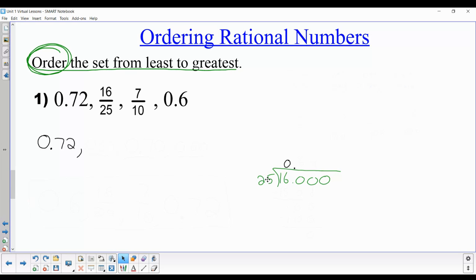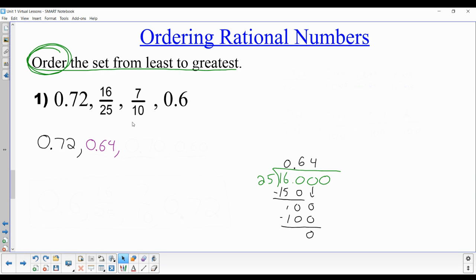I could do 25 into 16. 25 goes into 16 0 times, so go into 160. 25 goes into 160 6 times. 25 times 6 is 150. Subtract, get 10, bring down the 0. 25 goes into 100 4 times. 25 times 4 is 100, subtract, get 0. And once you get 0, you're done. So 16 over 25, if I turn it into a decimal, is 64 hundredths.